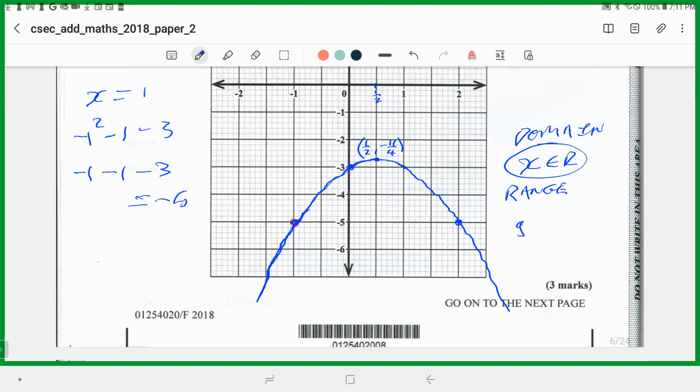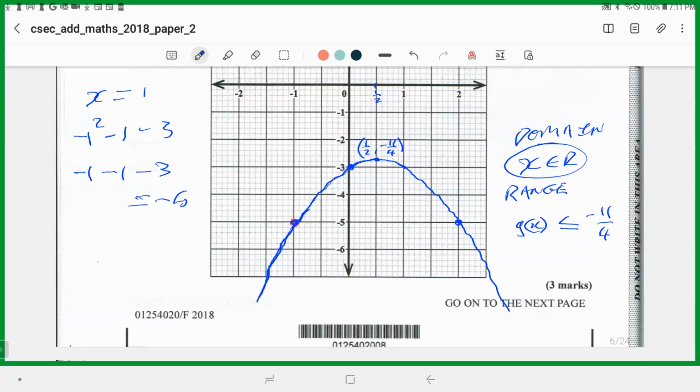G of x is less than or equal to this maximum value. Negative 11/4 is the maximum value. So G of x is less than or equal to that maximum value. People online, okay?